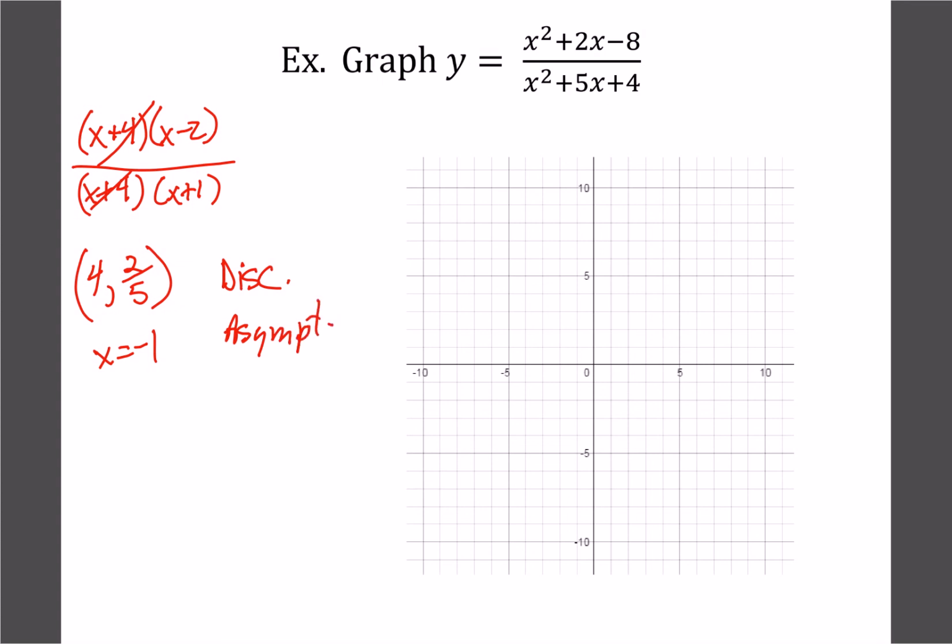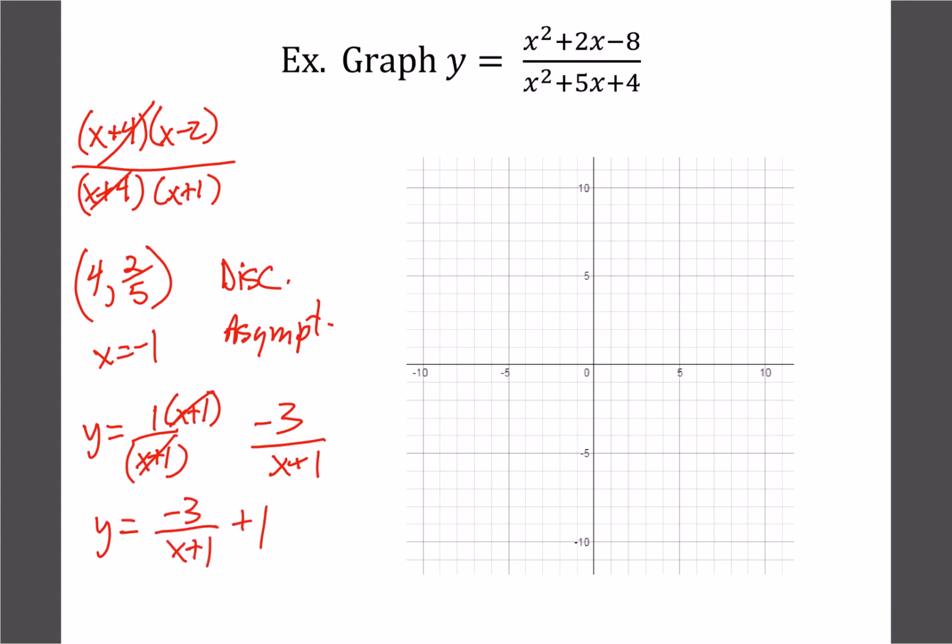And let's switch the equation while we're at it. So let's change it to 1 over x plus 1 times x plus 1. So that gives us 1. We want -2, so we'd have to subtract 3. And let's rearrange that equation to the other form. So we'd get -3 over x plus 1, plus 1. So we already know that our x asymptote was at -1, but we also get a y asymptote at +1.